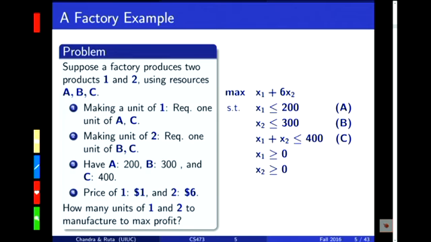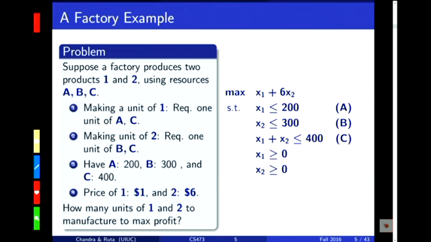These two are natural upper bounds on the quantities of product 1 and product 2. C is used by both, but I have 400 units of C, so x1 plus x2 cannot be more than 400. And of course, I'm not going to produce negative quantities. So these constraints can be modeled as linear constraints, and then maximizing the revenue is just maximizing this quantity.